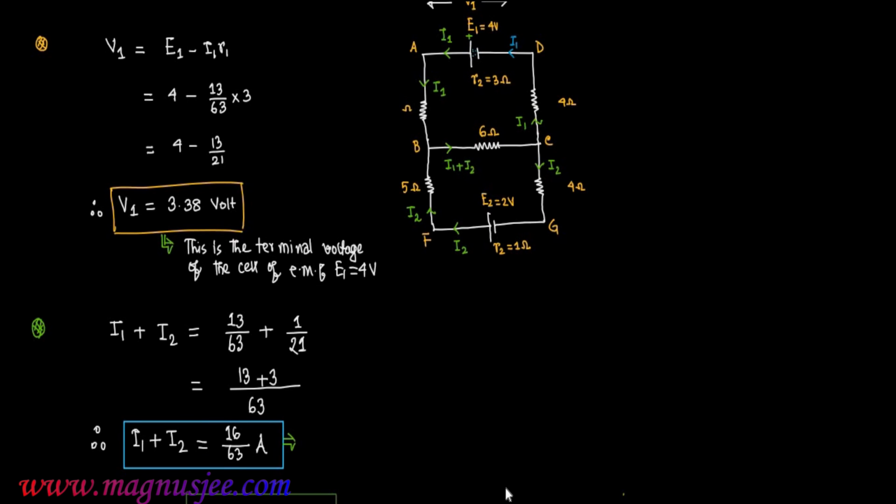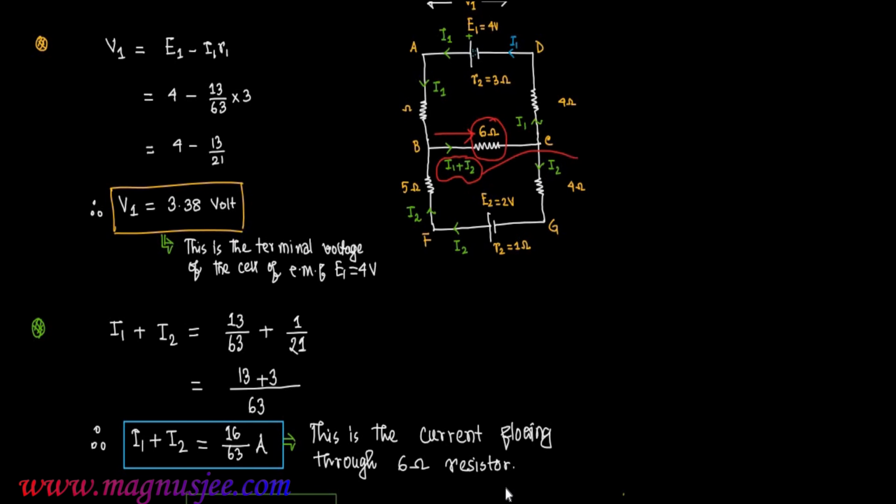This is the current flowing through the 6 ohm resistor between the 2 points B and C in the circuit. I1 plus I2 is the current which is flowing through the 6 ohm resistor towards the right, and the value of I1 plus I2 is 16 by 63 ampere.